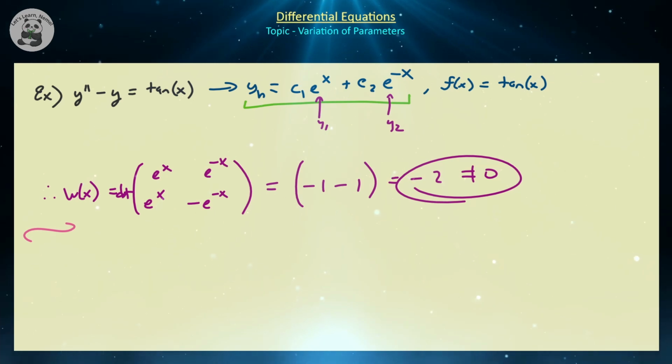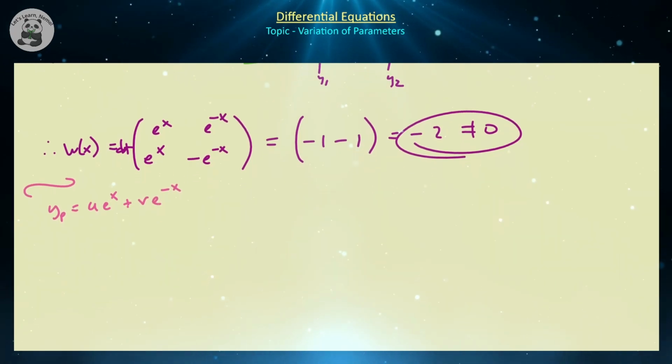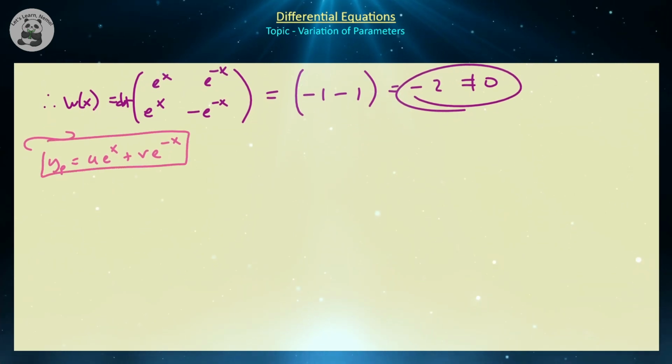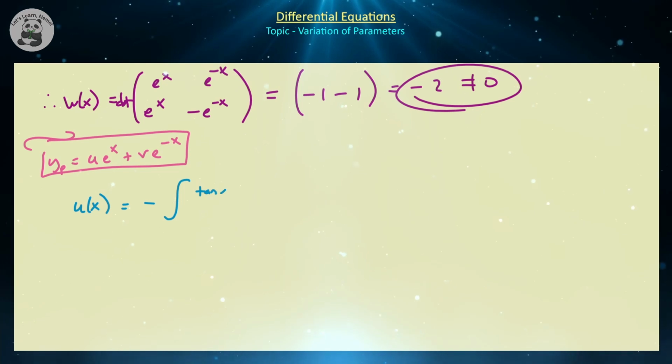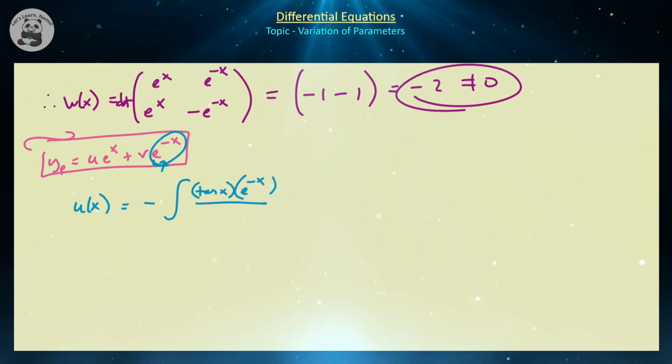So now we need our particular solution, yp, which is going to be equal to u e to the x plus v e to the minus x for some functions u and v. So what are those functions u and v? Well, we've already proven that u of x will be equal to the negative integral of our f of x function, which is equal to the tangent of x, times our other function associated to e to the minus x, right? So u has y2 in it and v has y1 in it, so they're sort of reversed from each other, and that's going to be divided by our Wronskian, which in this case is equal to minus 2. So that's going to give us that first term.